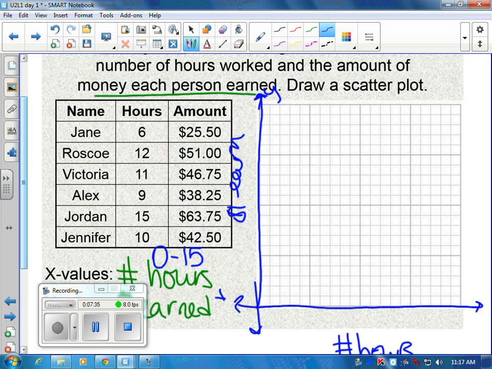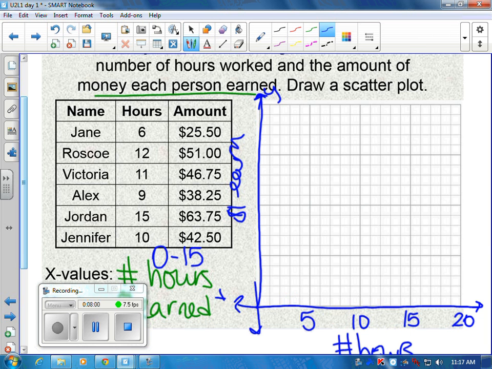So now I need to look at this graph, and I'm not going a real long way. 0 to 15 isn't a lot of numbers. I'm just going to go by ones. So I'm going to say each small line here represents 1 hour that I have worked. So each bold line represents 5. 1, 2, 3, 4, 5, 6, 7, 8, 9, 10. So each small line I'm going to say is 1 number, 1 unit.